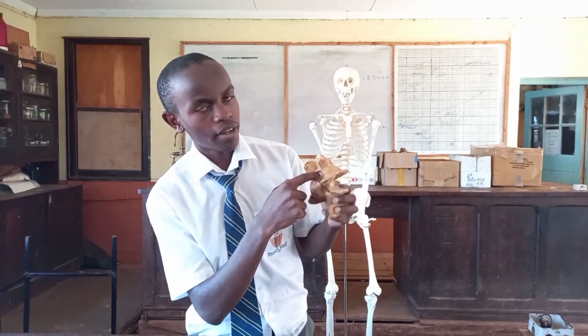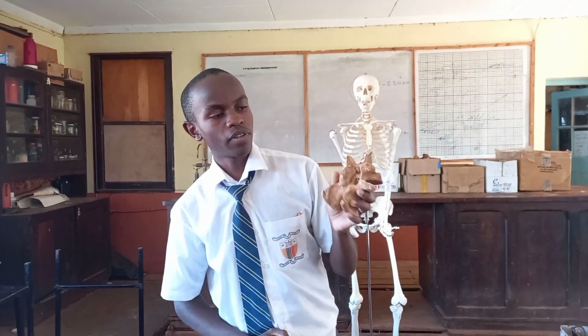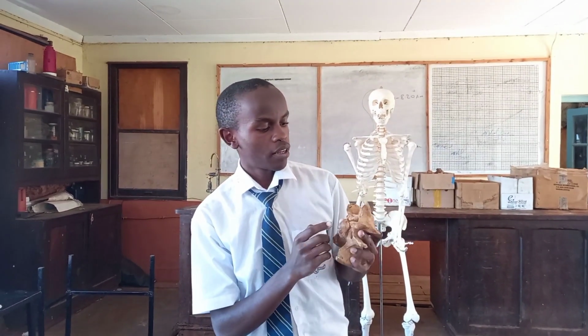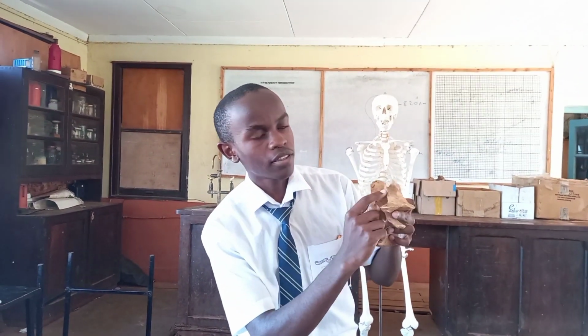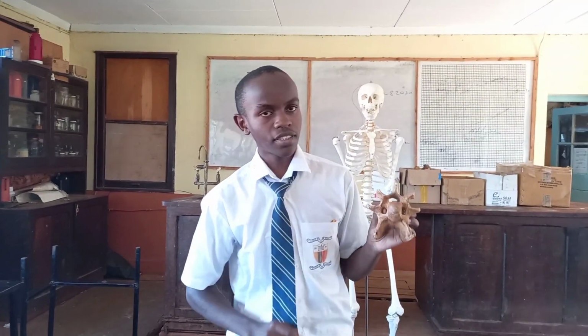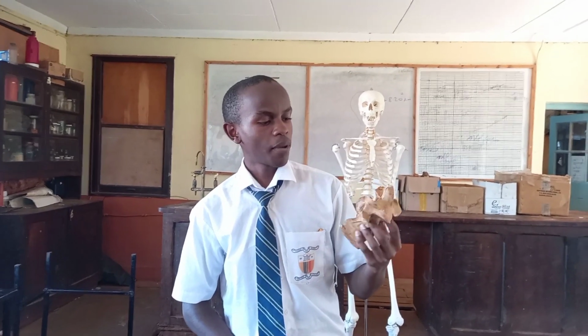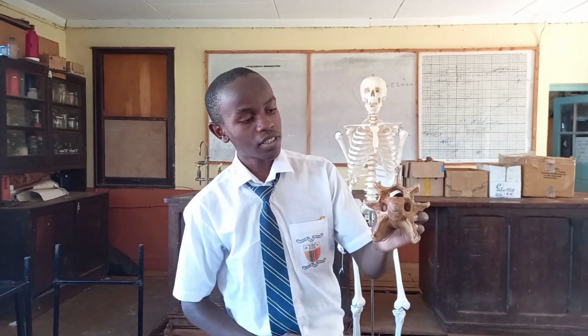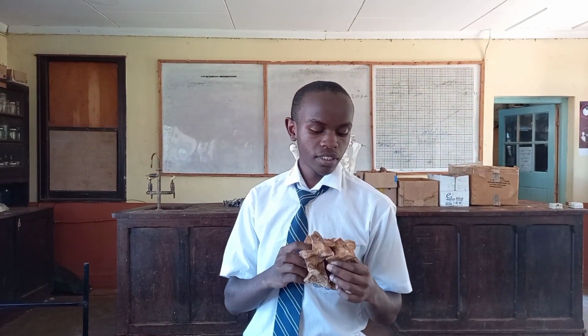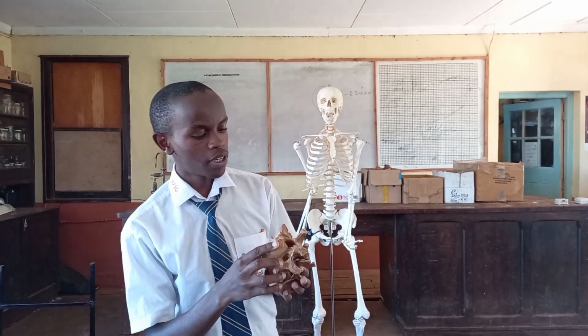The neural canal allows passage of the spinal cord. And this arc here is the neural arc. Its function is to protect the spinal cord. I think the transverse processes' function is to provide surface area for the attachment of muscles.